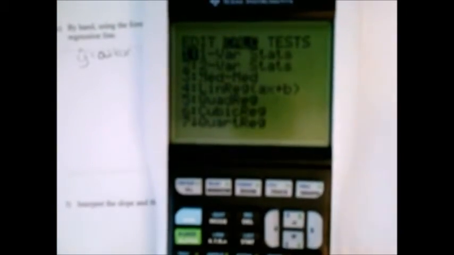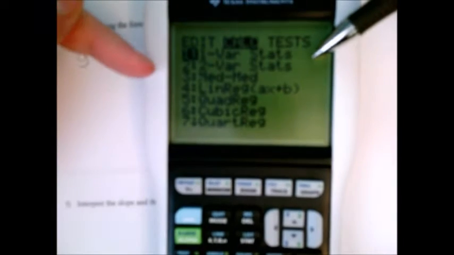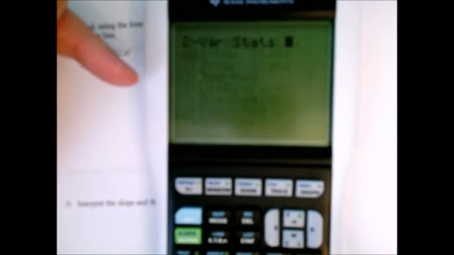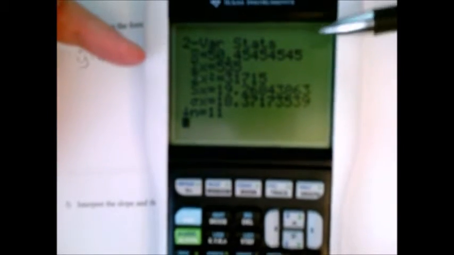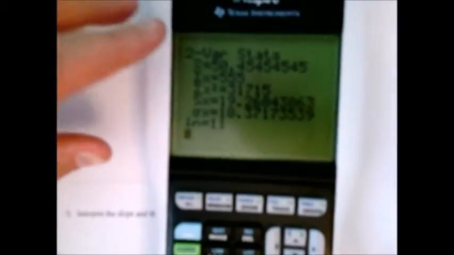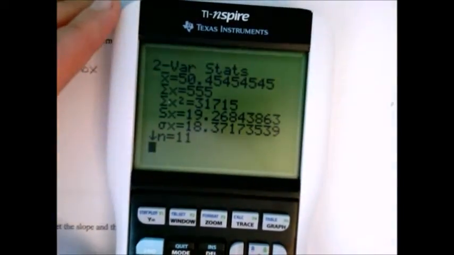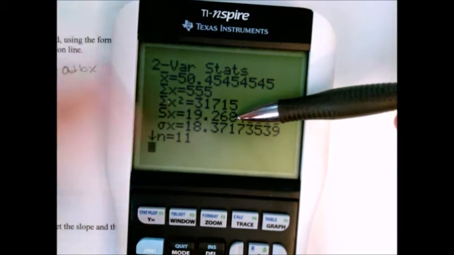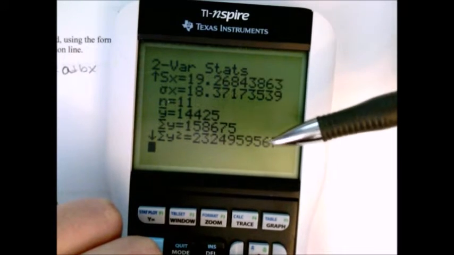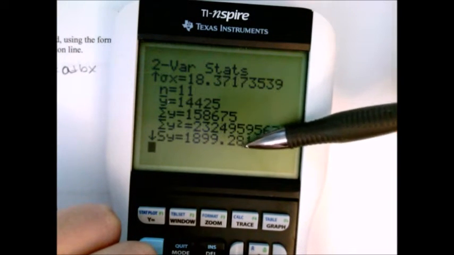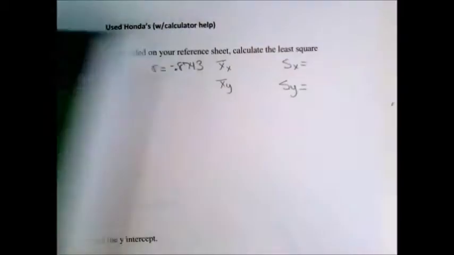And now to go find, using the calculator, the mean and standard deviation. So second, calculate. This time we want two variable stats because we want both the x and the y. So I'm going to press number 2 and hit enter. And then I get the mean of x. There it is. Alright, so the mean of x and standard deviation of x. And then I'm going to scroll down on my calculator and I get the mean of y. And if I scroll a little bit more, I get the standard deviation of y. So I'm going to copy down those 4 numbers.